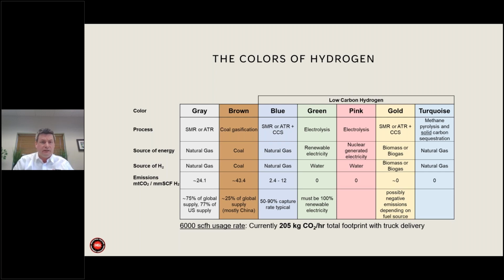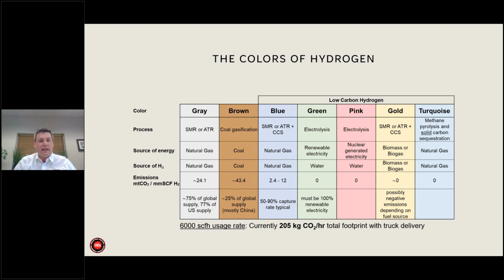So gray hydrogen has a carbon footprint of about 24.1 megatons of CO2 per million standard cubic feet. You can also generate hydrogen from coal, and that is a predominant method in China, and it's only about 25% of global supply. In the US, gray hydrogen is about 77% of what we produce. With newer technologies, you have blue hydrogen, which actually has carbon capture and sequestration.